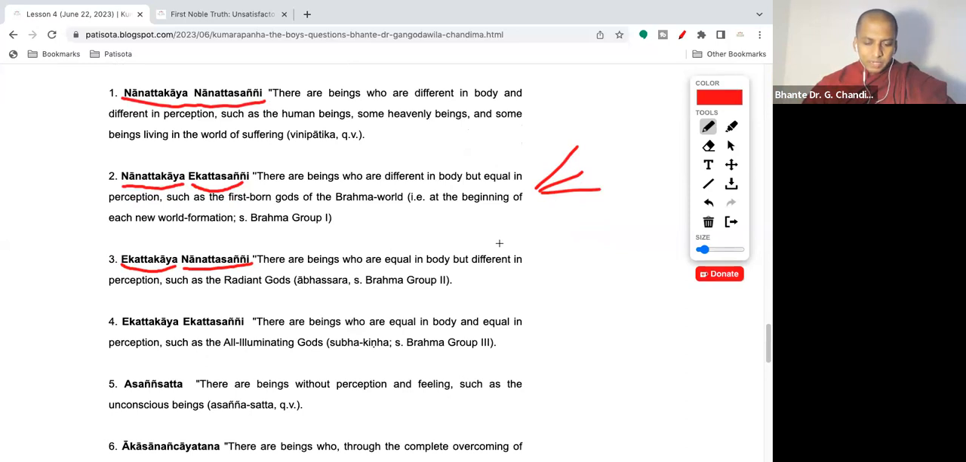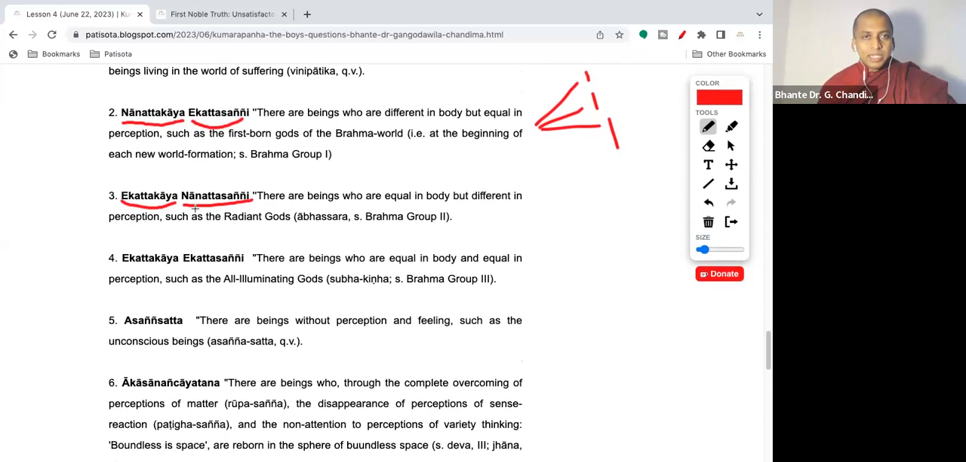If I can be more specific about these individuals: Nanattakaya Ekatta Sanni, they are the beings in the first Brahma group, group 1. That means Brahma Parisajja, Brahma Purohita, Mahabrahma. And then Ekattakaya Nanatta Sanni means body is same. If you are reborn in that Brahma world, your bodies are same. You can't recognize each person. Body is same, but the perception is many. Who are they? They are the ones we call the second Brahma group.